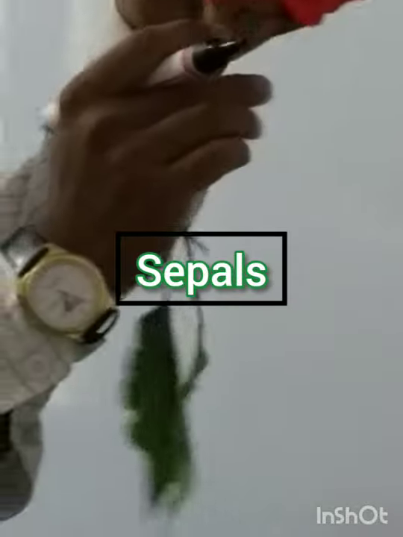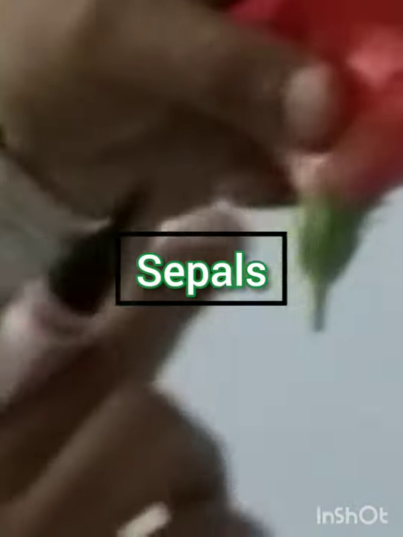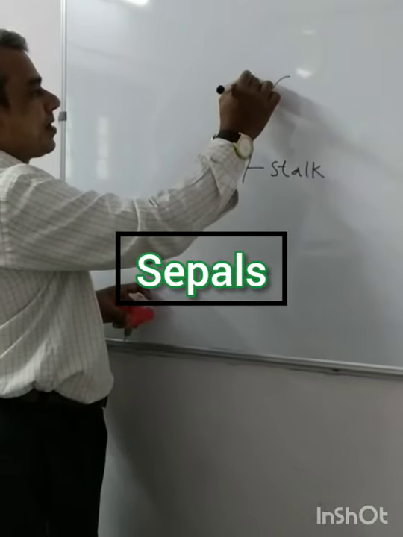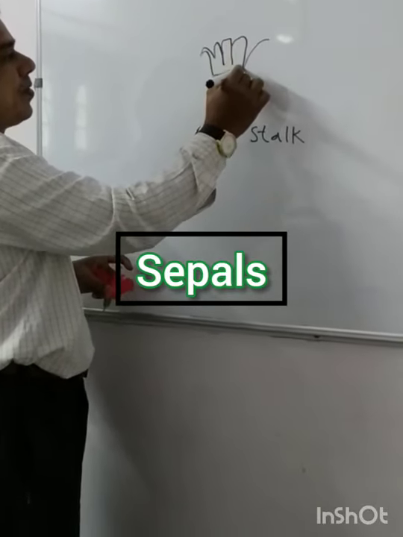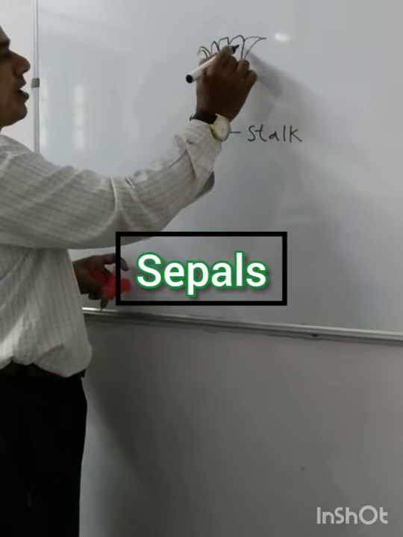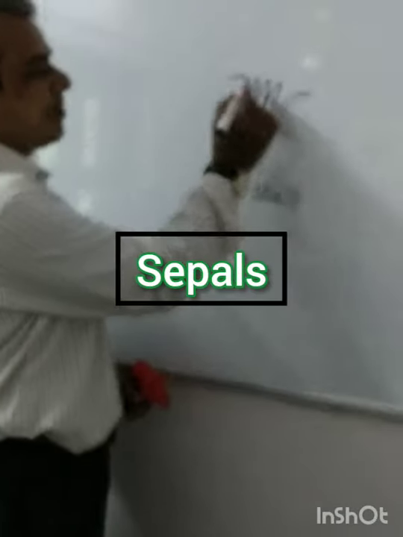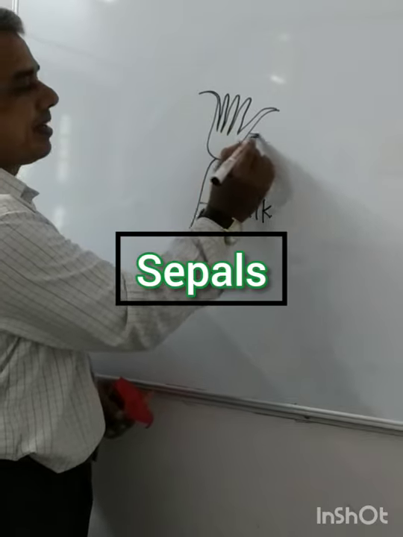Let me draw the sepals like this. In this hibiscus we have 5 sepals. How many sepals do we have? We have 5 sepals. You can see here 1, 2, 3, 4, 5 sepals. We'll draw the sepals like this: 1, 2, 3, 4, and this is 5. Now I have drawn the sepals. You can see 1, 2, 3, 4, 5 sepals.